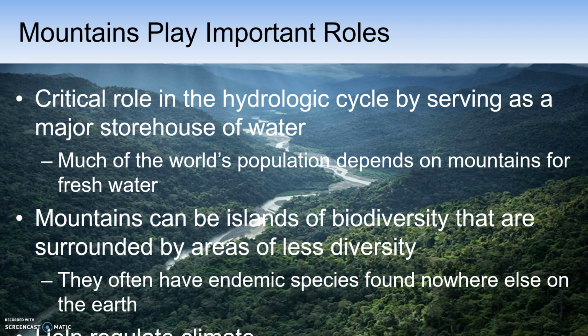The mountains do play a critical role in the hydrologic cycle because they serve as a major storehouse of water. Most of the world's population depends on mountains for fresh water. In fact, about 1.2 billion people live in mountain ranges or in their foothills. And about 4 billion people, 57% of the world's population, depend on mountain systems for all or some of their water.